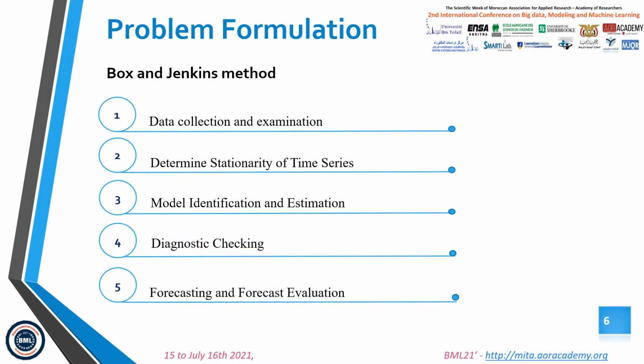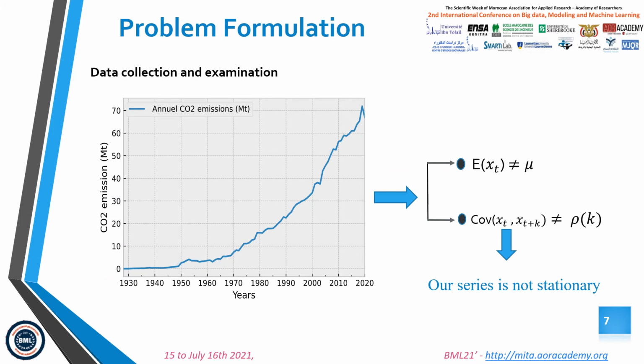The procedure of the model is structured as follows. We start by collecting our data and examination, determine stationarity of the time series, model identification and estimation, and diagnostic checking, and in the end, forecasting and forecast evaluation. So we started by collecting our data. We note that our series is not stationary, as shown by an upward trend over the period 1928-2020. This simply shows that the mean and variance of annual carbon dioxide emission change over time.